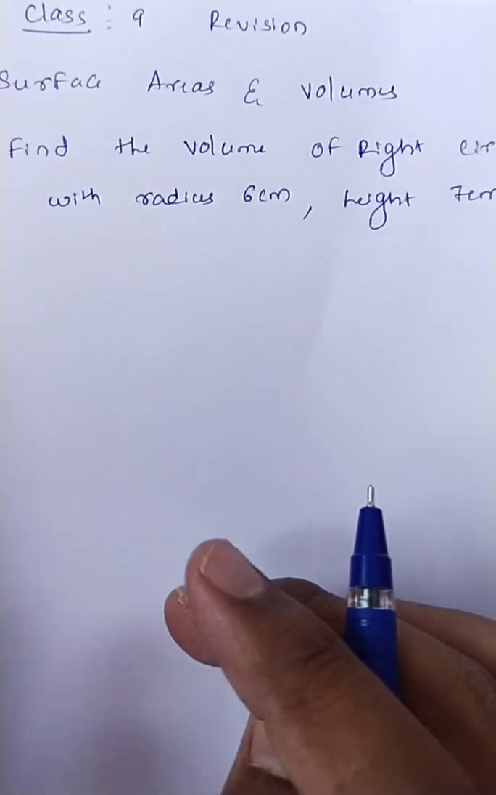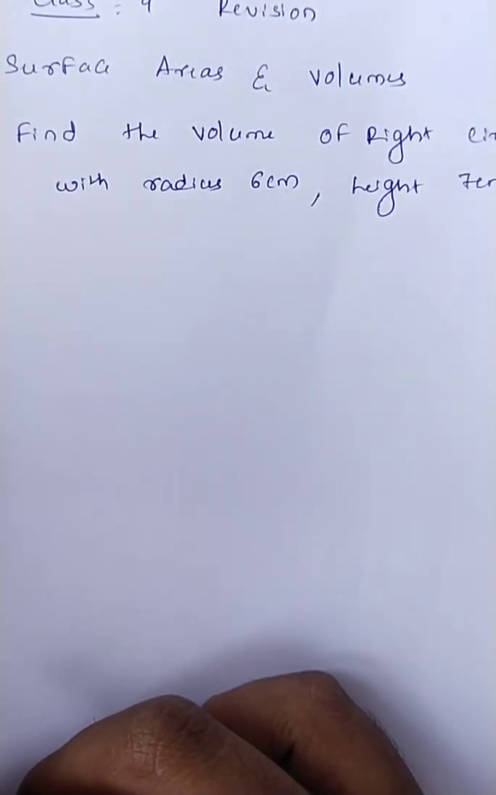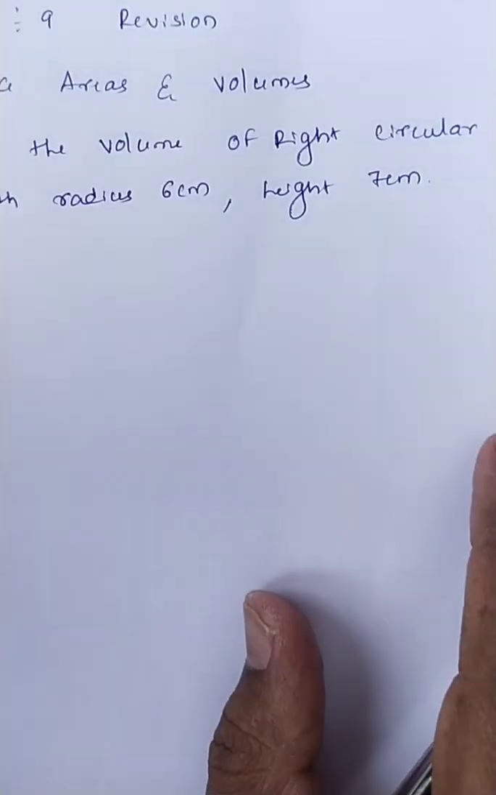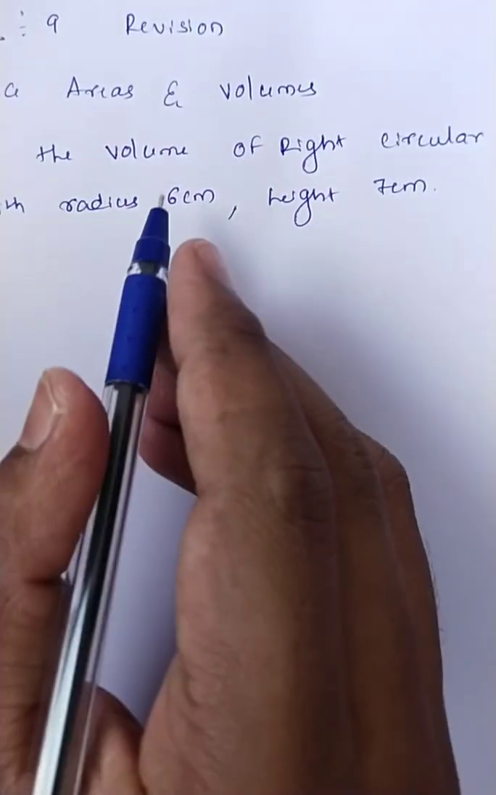Whatever revision videos I am doing, you have to practice all the questions in your practice time in the rough book or in the homework book, and you have to send them to me on WhatsApp. Okay, so see your first question again. Find the volume of right circular cone with the radius 6 centimeter and height 7 centimeter.